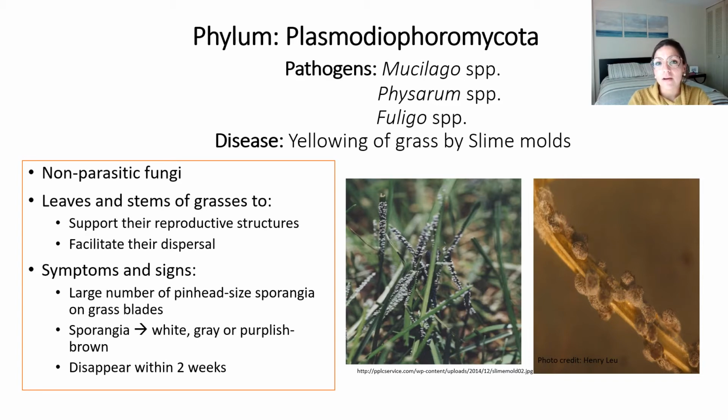What we can see when we have the disease is a large number of pinhead-sized sporangia on the grass blades, and those sporangia are white, gray, or purplish brown. It is important to know as well that these symptoms usually disappear within 2 weeks.